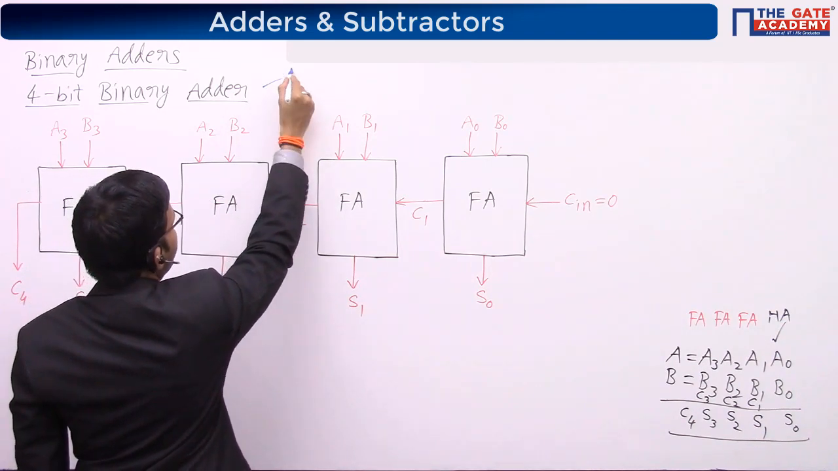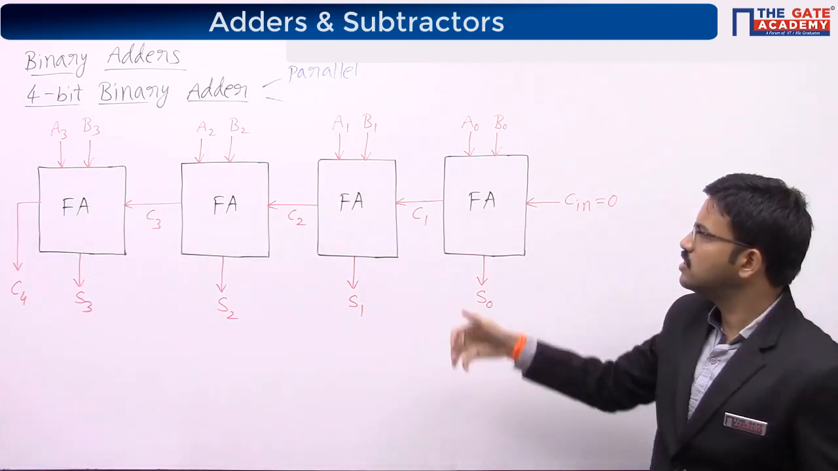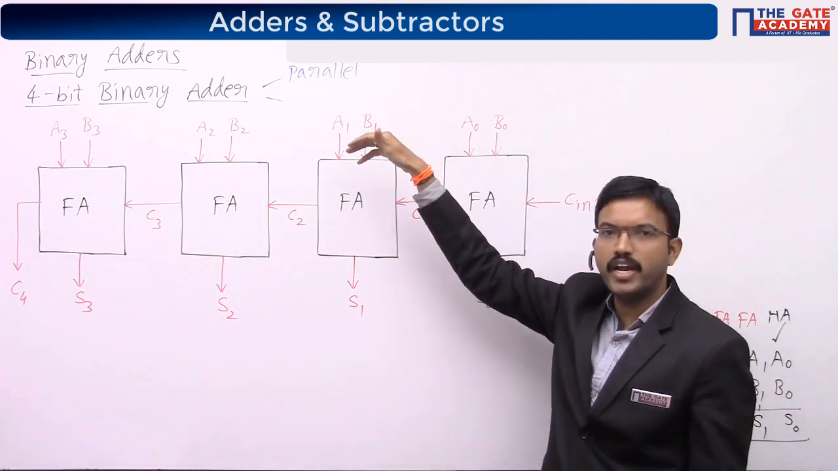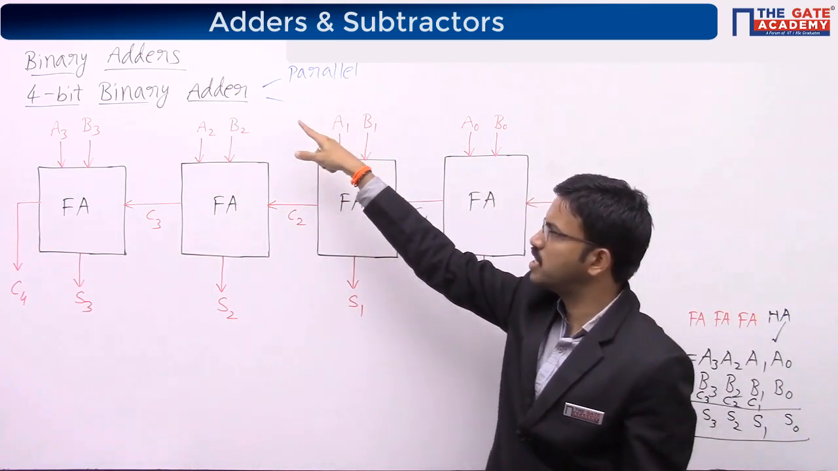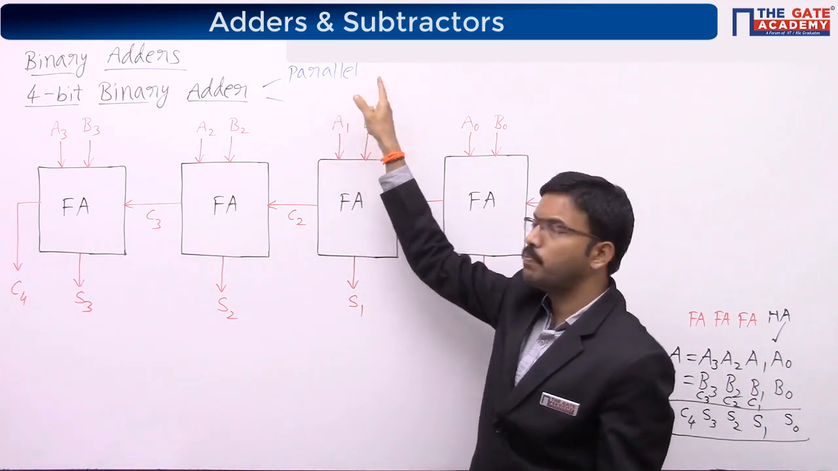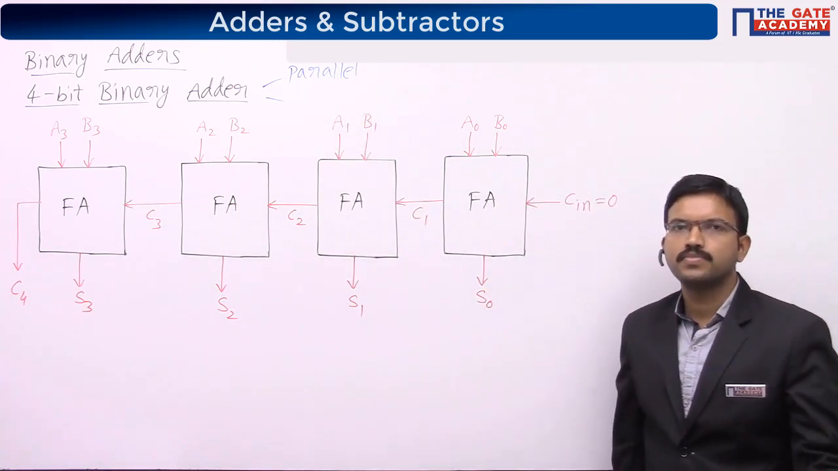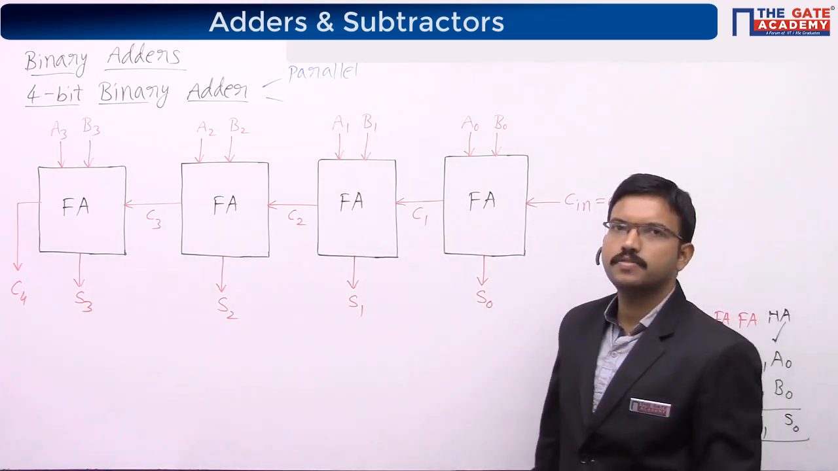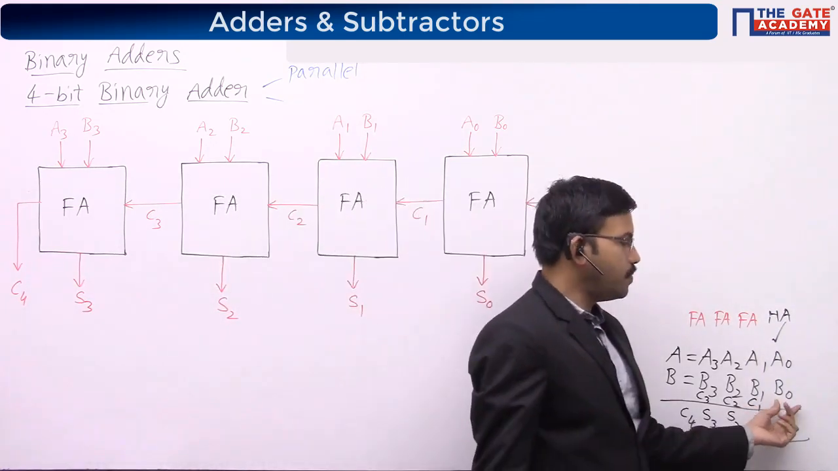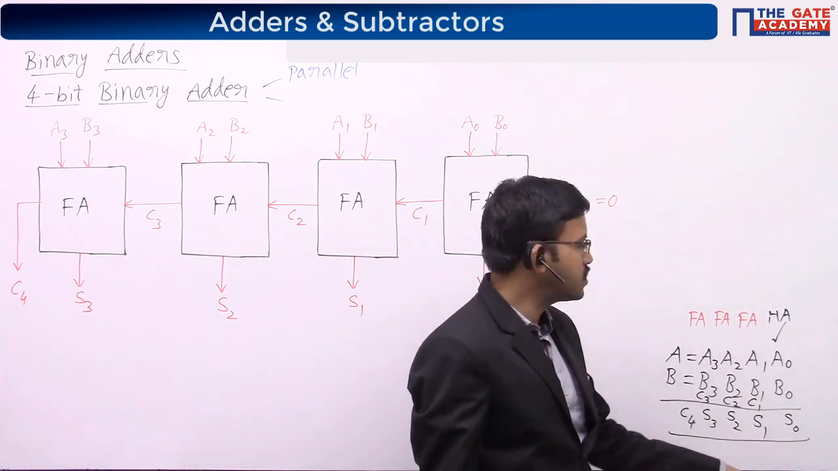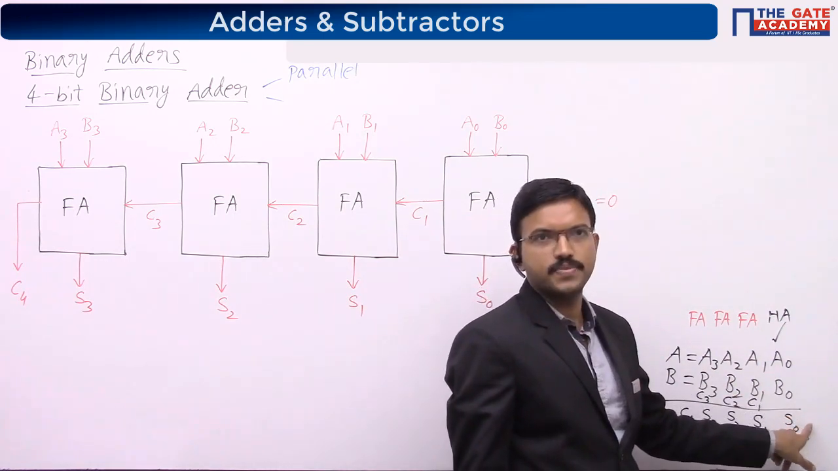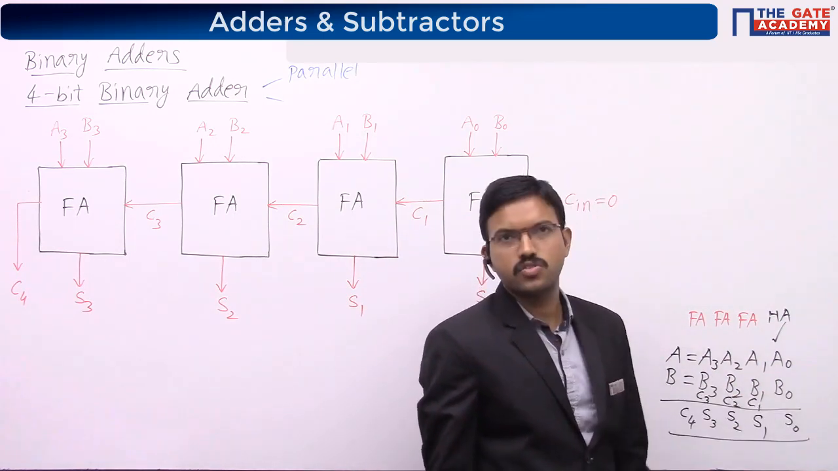4-bit parallel binary adder. Since we are giving the inputs corresponding to A and B to each full adder in parallel, hence we can call this particular adder a 4-bit parallel binary adder. Cin will be 0. Whenever we are performing addition of two 4-bit numbers, in the initial stage you won't get any carry, right? So here carry in is 0.